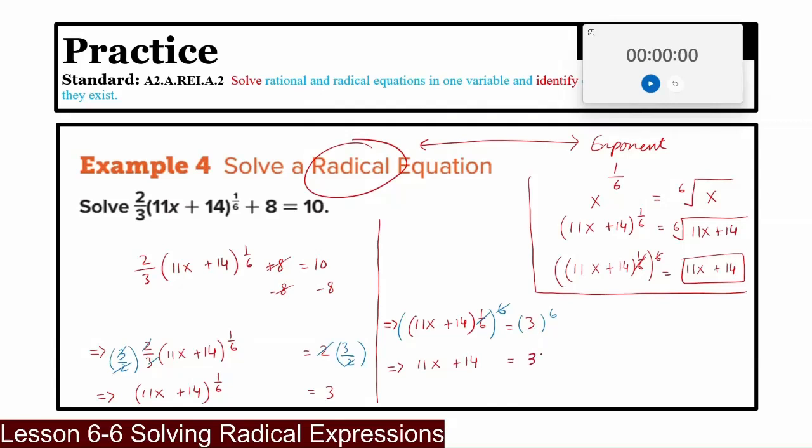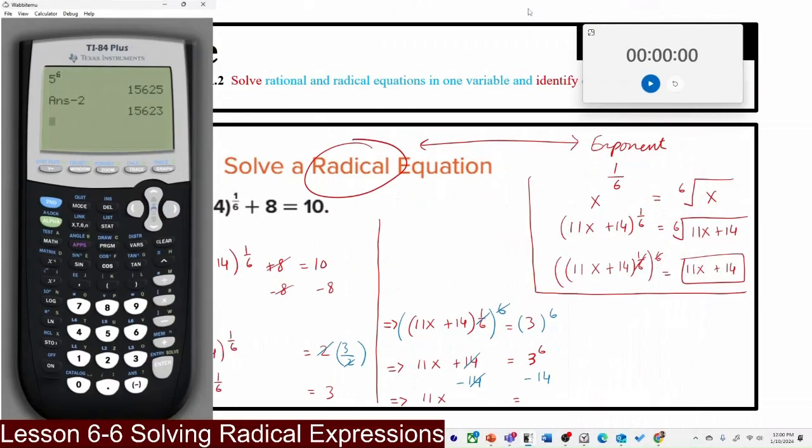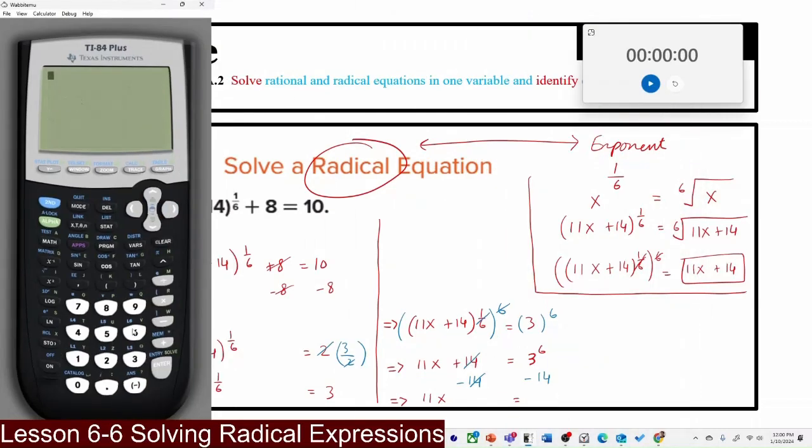Now I don't know what 3 raised to 6 is, but we'll figure it out. I need to subtract 14 from both sides. So let's do that. Subtract 14 from both sides. And so now I'm left with 11x equals 3 raised to 6. Let's figure out what 3 raised to 6 is. So 3 raised to 6 is 729. So I have 729.